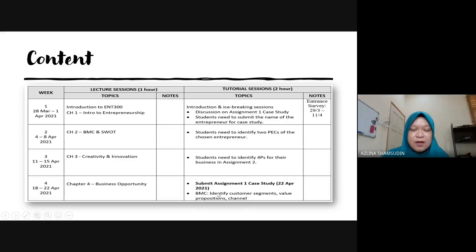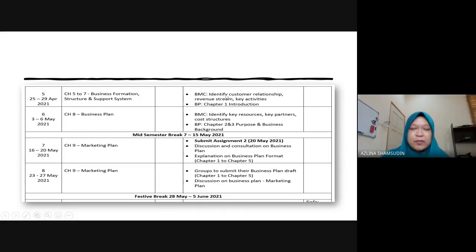In the fourth week, you have to submit your first assignment on the 22nd of April. At the same time, you have to submit the progress of the second assignment. In the fifth week, you continue with the progress of the second assignment and we discuss a little bit about the third assignment, the business plan. The sixth week is the same: continue the second assignment, BMC, and the third assignment. After that, we go for the mid-semester break, raya break.